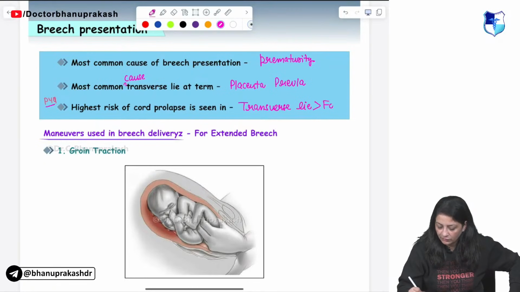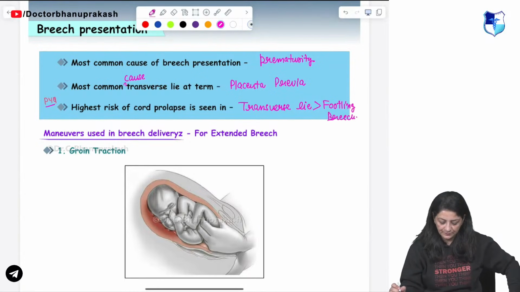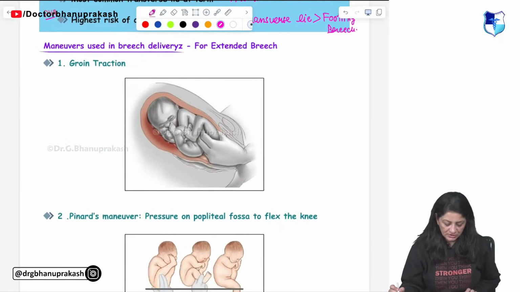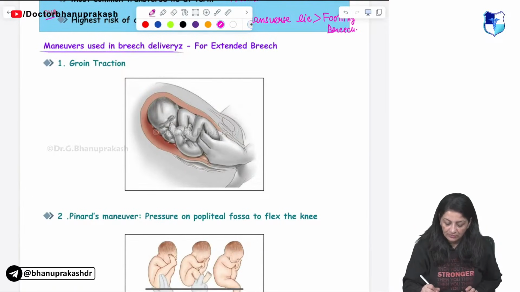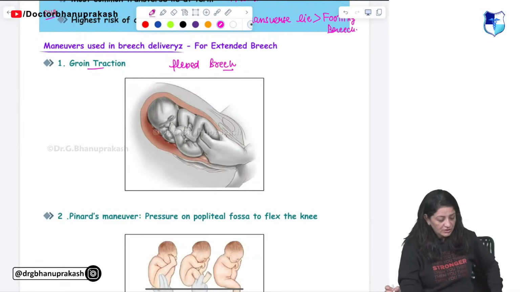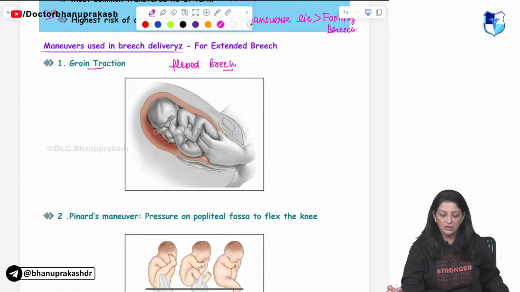Then footling breech. So these are the maneuvers in case of breech presentation. In breech presentation, we can do assisted breech vaginal delivery. Okay. So these are the maneuvers.